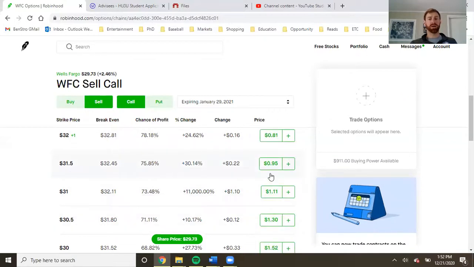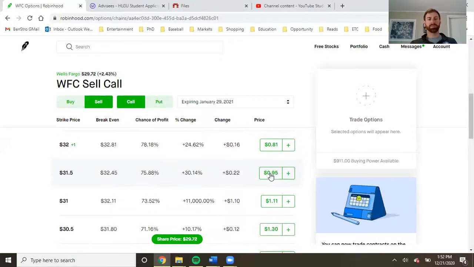And then if you see it go up past 31.50, the break-even point for this one would be if it goes to 32.45, I would break even. If it goes above that, I'm losing money, and if it goes below that, I'm risking money.